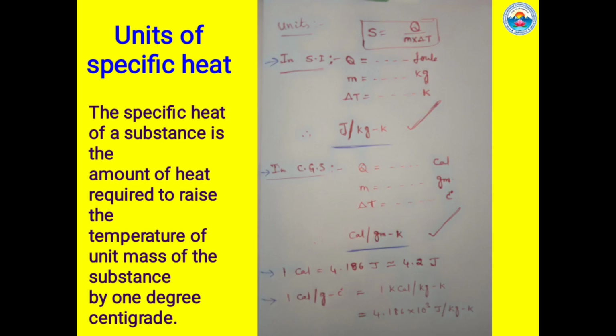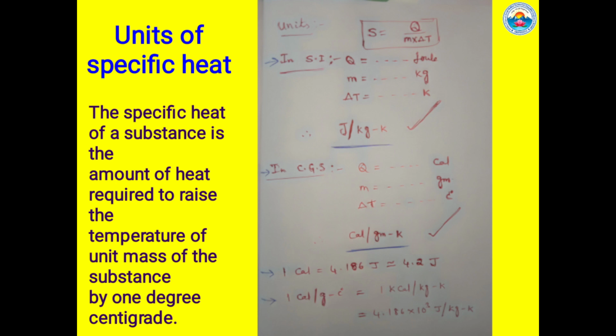Here s is what? Specific heat, or specific heat capacity. Q is what? Amount of heat, or amount of heat absorbed. m is the mass of the given substance. Delta T is the temperature difference. Okay, so this is the main idea about specific heat. Are you understood?